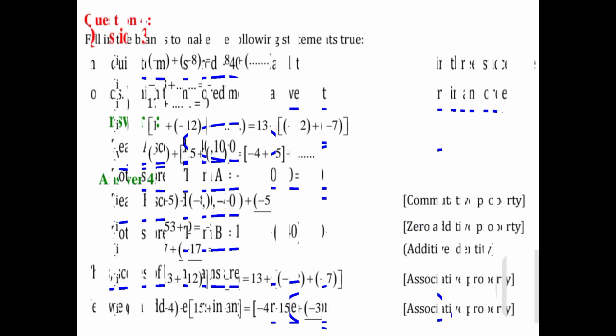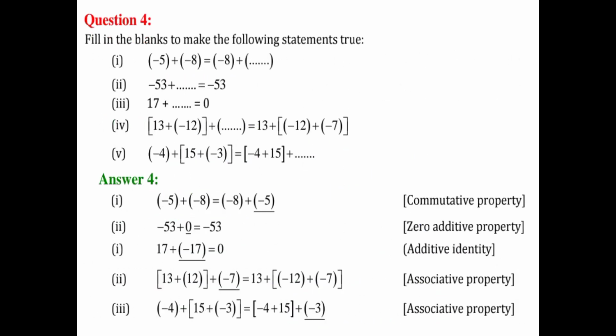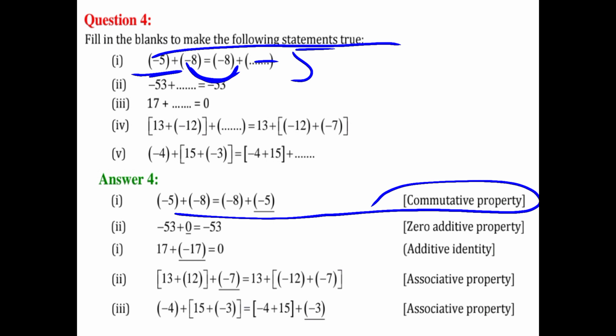Now moving to question number 4. Fill in the blanks to make the following statements true. This is -5 plus -8. On the right-hand side, -8 is given and -5 is lacking, so we can write -5 here. This is because of the commutative property. We can reverse the position.